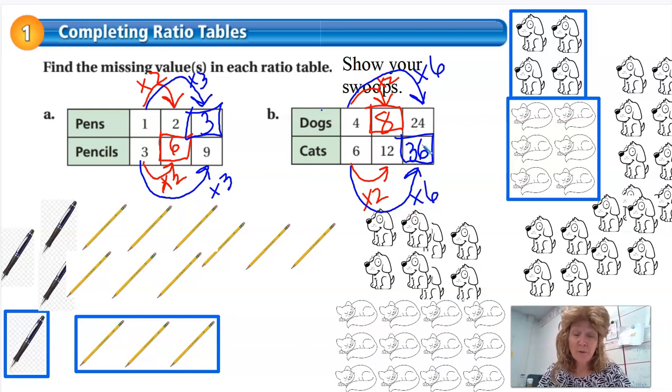So when I say show your swoops, what you have to do is start at the same number column and end at the same number column, and do the same multiplication to both the top and the bottom number, like when you create equivalent fractions.